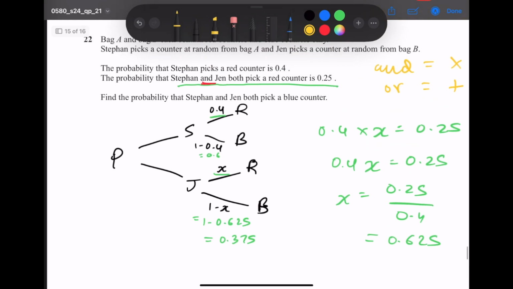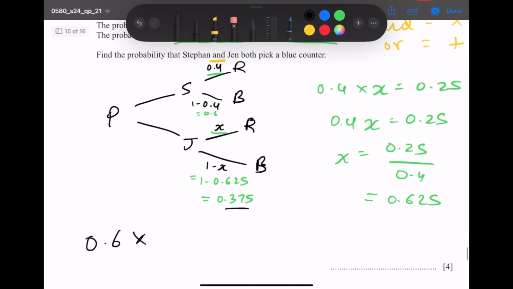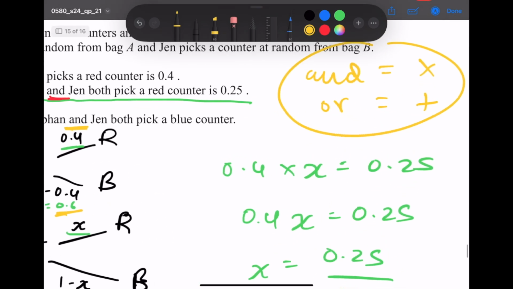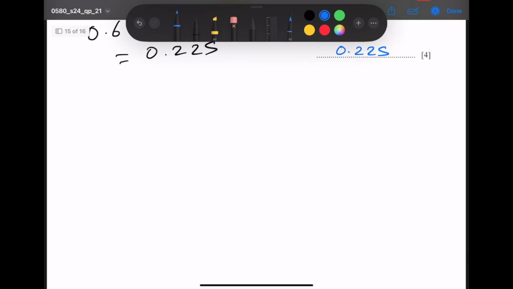So as said before, the odds that Stephen and Jen both pick up a blue counter is the odds of Stephen picking up a blue counter, which is 0.6, times the odds of Jen picking up a blue counter, which is 0.375. We use and because we need both of these events to occur, so we multiply both of them based on this rule of multiply or add. So 0.6 times 0.375 is equal to 0.225. And that's the probability that they both pick up a blue counter.